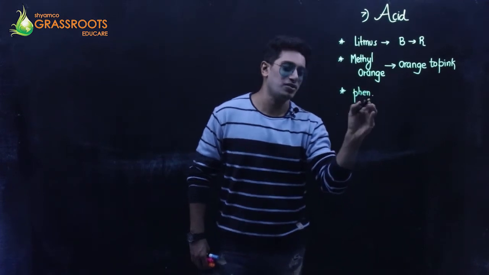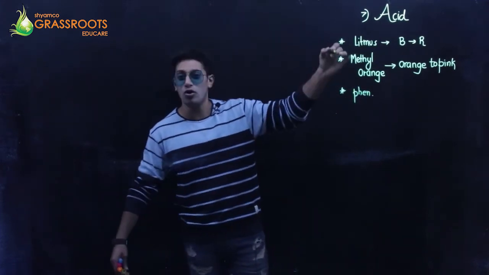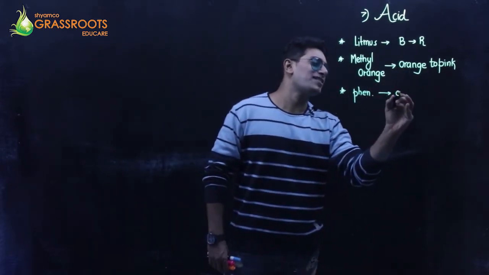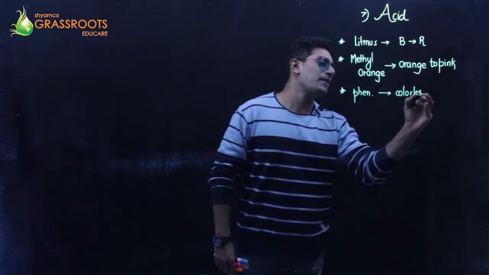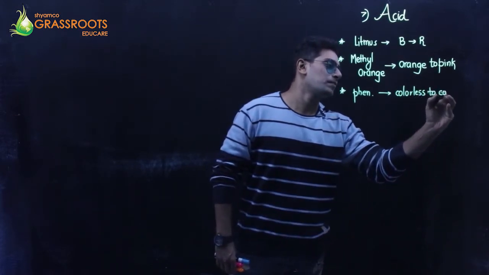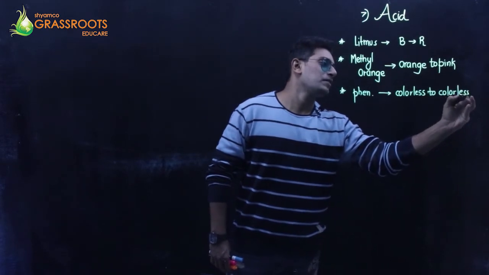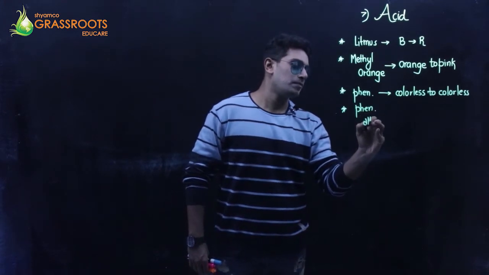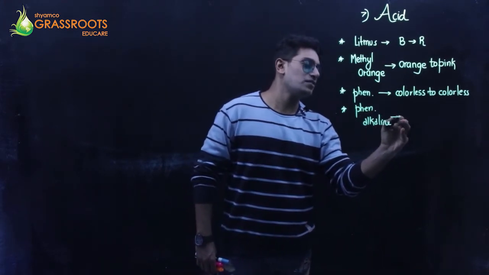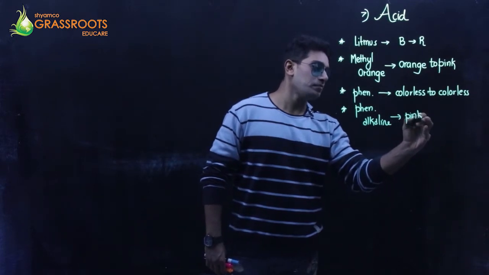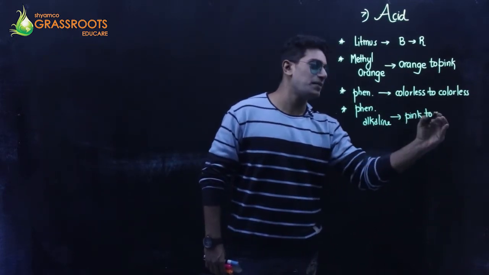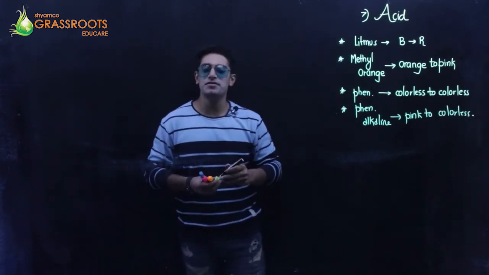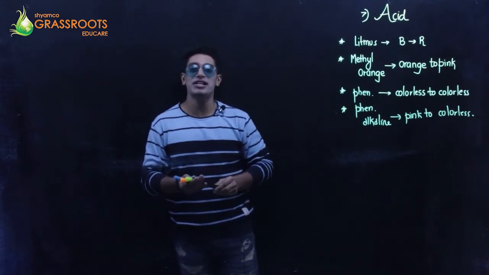I'm just writing the shortcut, okay? In HCl, I've written the long form, the entire word phenolphthalein. Phenolphthalein originally is colorless. It remains colorless in an acid. And then we are talking about phenolphthalein in alkali. It turns from pink to colorless. Originally, phenolphthalein in alkali is pink. It turns to colorless. After this, my eighth answer is about the reaction with dilute acids.